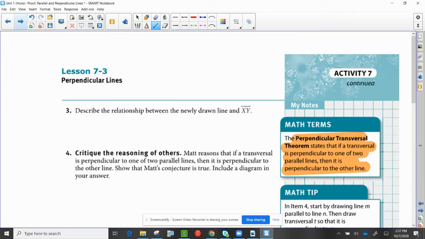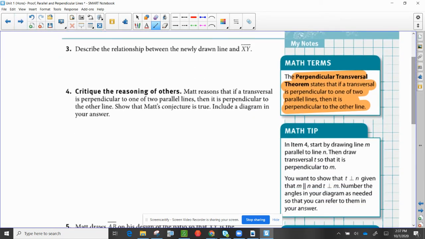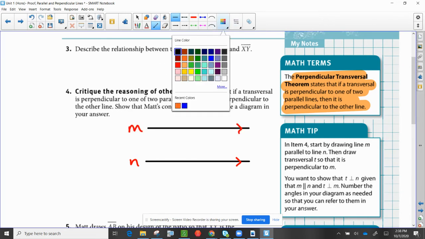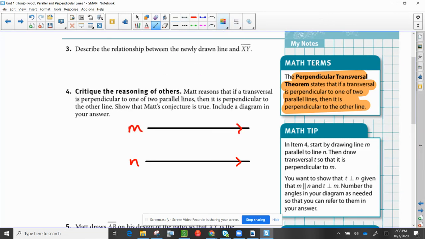Let's go to the next slide here where they talk about the perpendicular transversal theorem. That states if a transversal is perpendicular to one of two parallel lines, then it is perpendicular to the other line. So let's just kind of draw in some lines here really quick. I'm not really going through these questions, but I'm going to use this space to draw in my lines. So say we have two parallel lines here. We know they're parallel, so we'll mark them as parallel. I'm going to call them M and N. Say we have a transversal that cuts through those lines. So let's make that transversal. I'm going to make it orange.